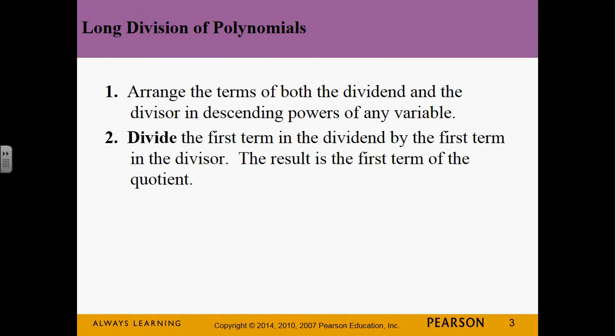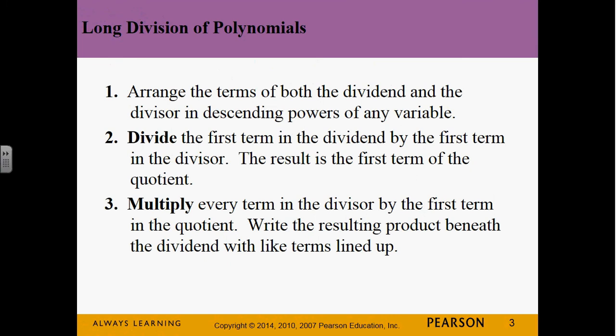Dividend is what's under the house. Divisor is what is going into it. So the divisor is on the outside. The dividend is under the house. So we're going to divide the first term under the house by the first term outside the house. And that's going to give us something that goes on the top. That's the first term of the quotient.